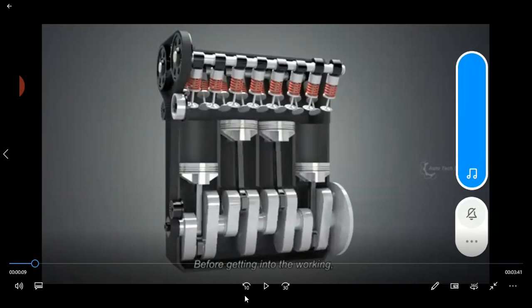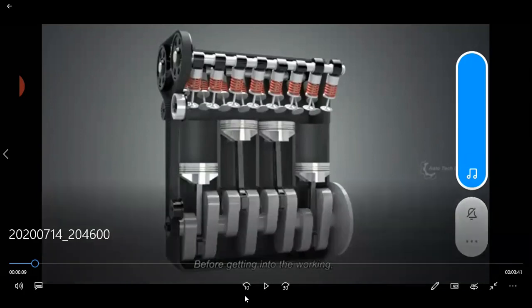Now what is happening, see, with the help of your cam here. This is the camshaft, on which the cams are fitted. The cams are directly press fitted on this camshaft.